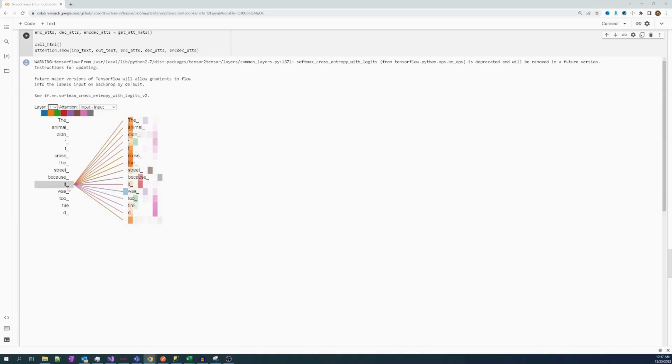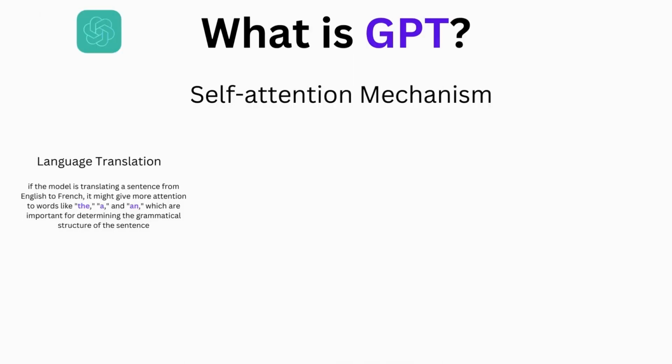Let's see the use cases of self-attention. When translating a sentence from one language to another, self-attention mechanisms might allow the model to pay more attention to certain words or phrases that are more important for understanding the meaning of the sentence. For example, if the model is translating a sentence from English to French, it might give more attention to words like "the" and "an", which are important for determining the grammatical structure of the sentence.